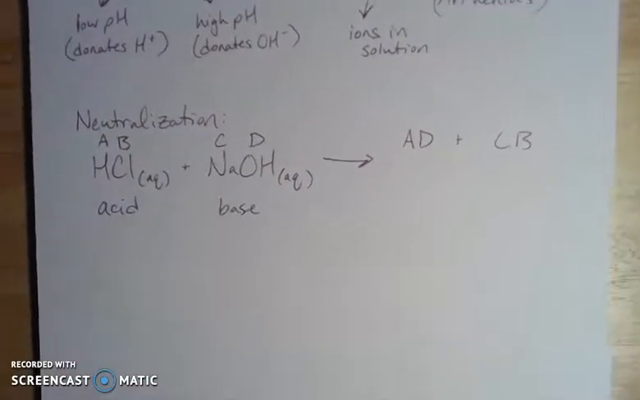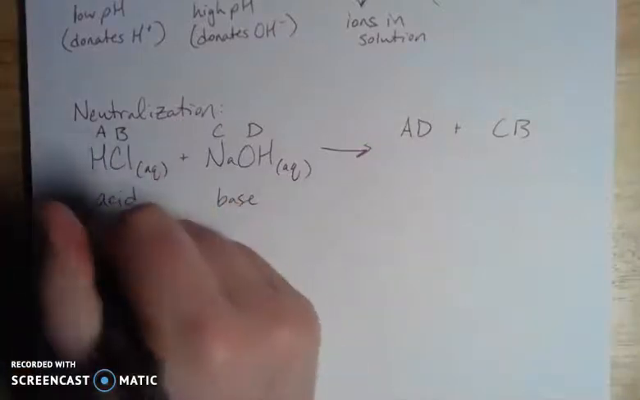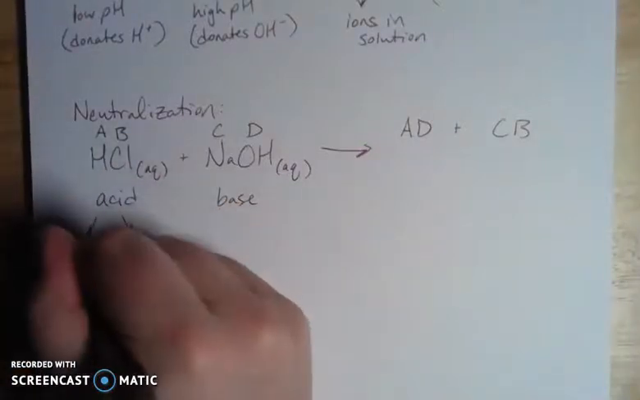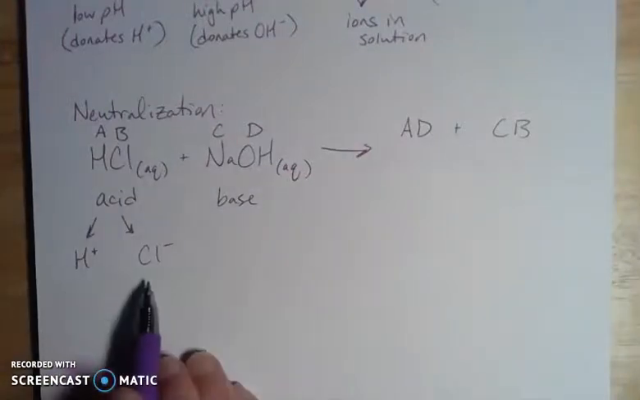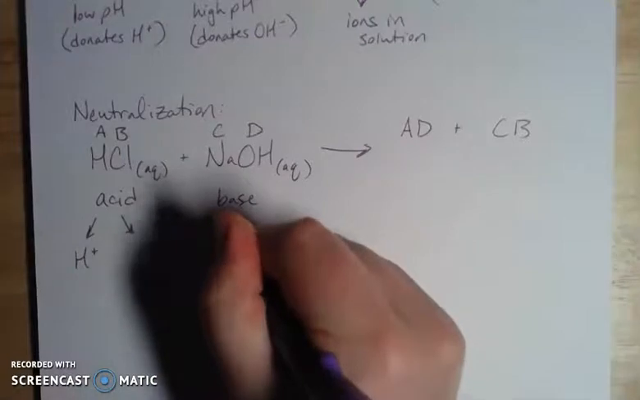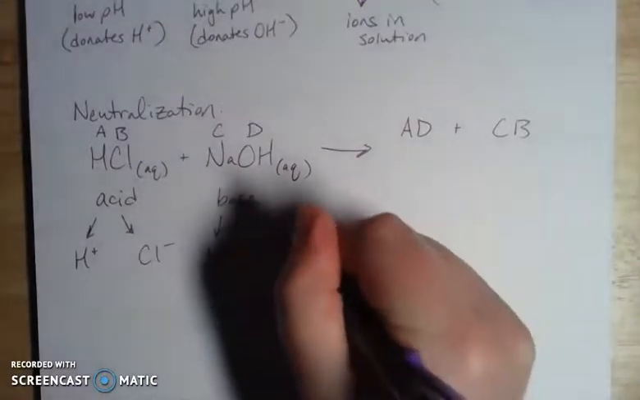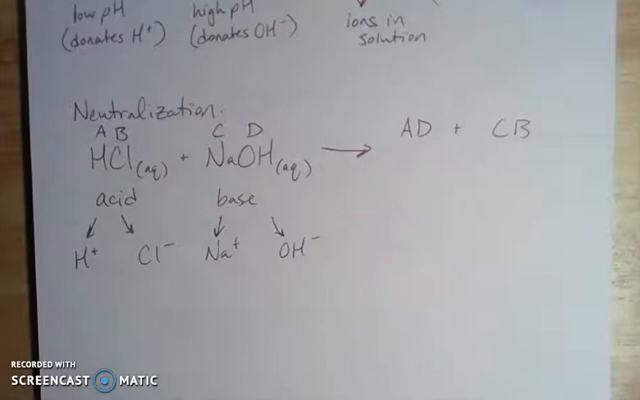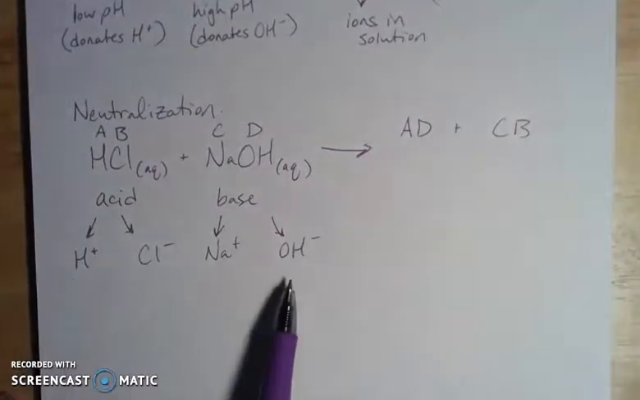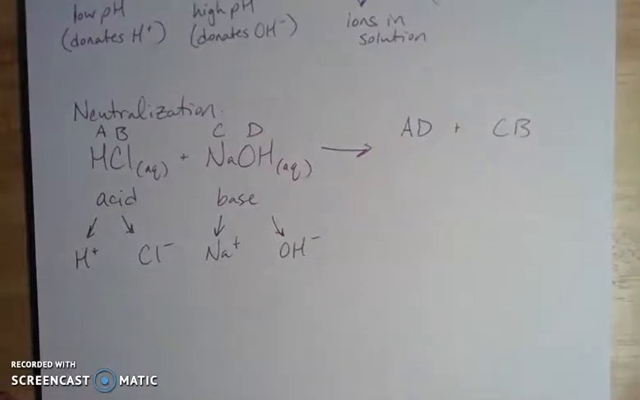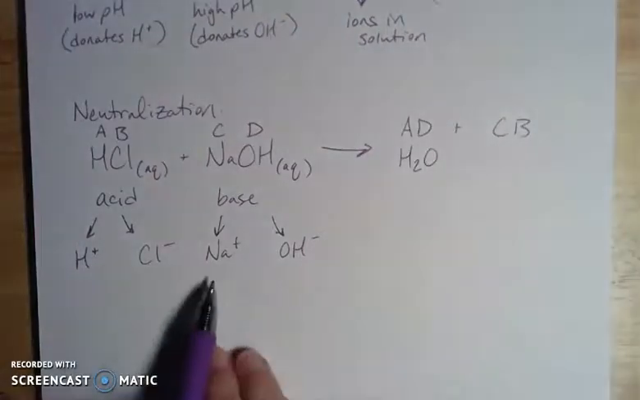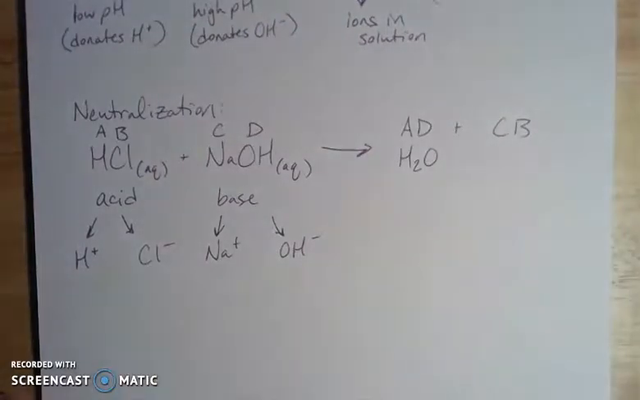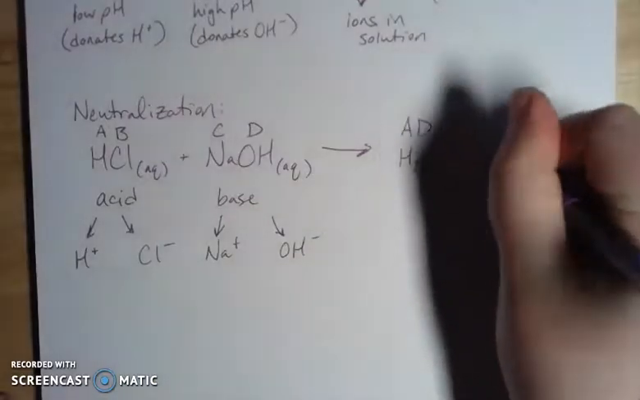So let's think about this in terms of dissociation. Aqueous compounds mean that we are dissociated into our component pieces. So that means I have a hydrogen and a chlorine from my hydrochloric acid, and I have a sodium and a hydroxide from my base. And now we're going to switch partners. So the hydrogen hydroxide then gives me two H's and an O. That's water. And then the cation from my base and the anion from my acid gives me sodium chloride.